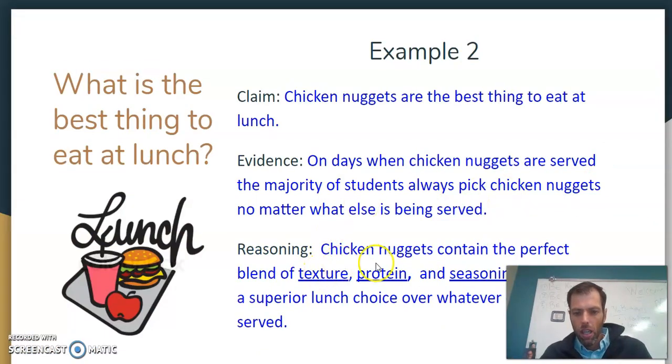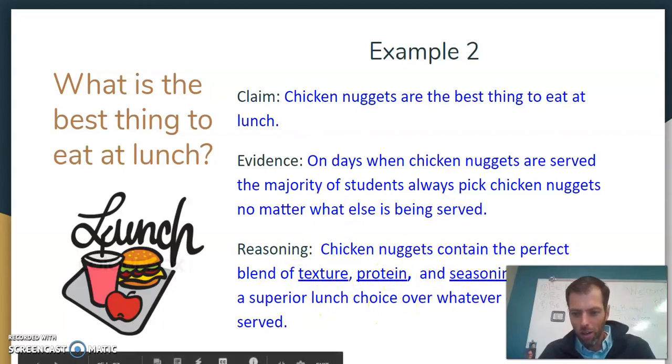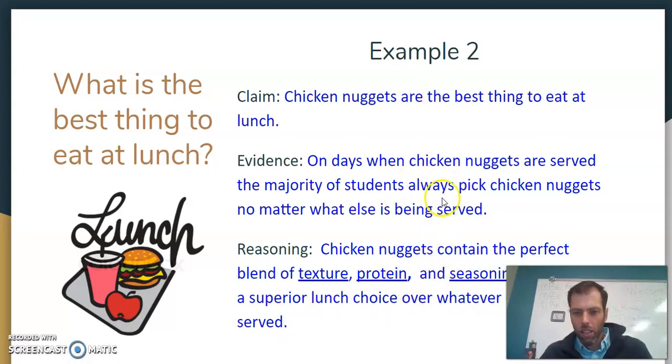What's my reasoning? Chicken nuggets contain the perfect blend of texture, protein, and seasoning, resulting in a superior lunch choice over whatever else is being served. So I'm trying to connect, why are kids always picking chicken nuggets? Oh, they must have superior texture, protein, and seasoning, and those must be my vocab words. Okay.